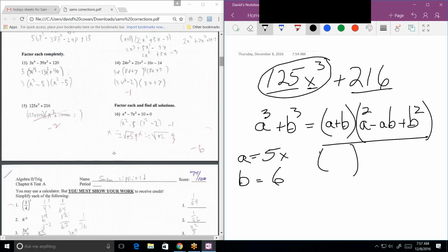It's gonna be 5x plus 6. And the other part, what's a squared? 5x squared. Hold on, it's a squared. What's a squared? 5x squared is 25x squared. Yeah, if you're squaring both the number and the variable, then go ahead and square the number when you write it down. Now, ab is what? 30x. And what is b squared? 36. There's your answer. Okay.